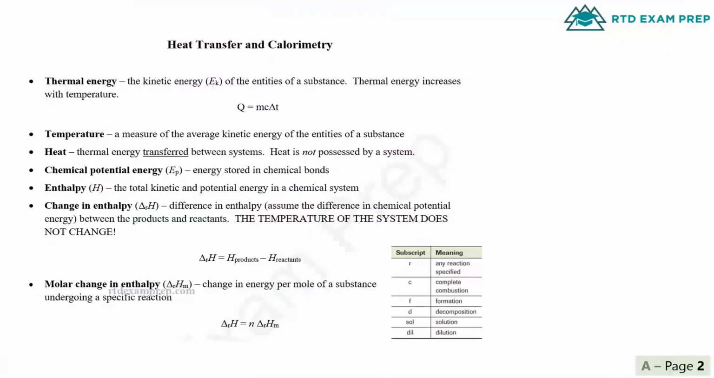Now, some definitions that you're going to have to know with regards to heat transfer and calorimetry. You have to know what thermal energy is. Thermal energy is the kinetic energy of the entities of a substance, and thermal energy basically increases with temperature. There's this formula here, which I've spoken about already. Q is equal to mc delta T, and it is important to remember that this is only for the kinetic energy changes of the surroundings.